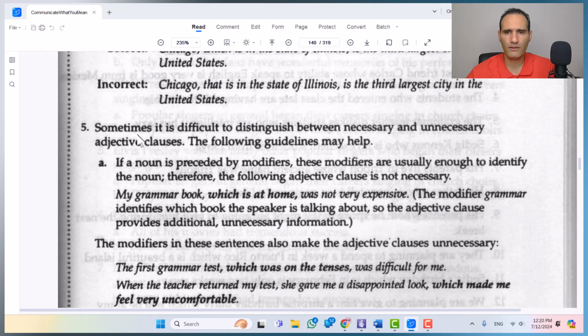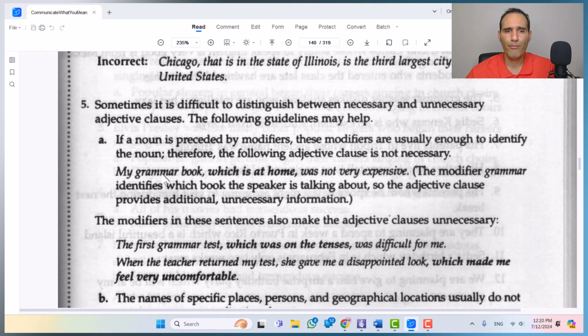And here again, talking about some other points that could distinguish the noun. For example, my grammar book. Usually the person has just one grammar book. So that's why it is unnecessary. My grammar book, which is at home, was not very... If the person has 2 or 3 grammar books, if the person is studying languages and they usually have more than one grammar book, so they say, my grammar book, without the comma, that is at home, was not very... So it all depends on the context. But usually people have just one grammar book. That's why.